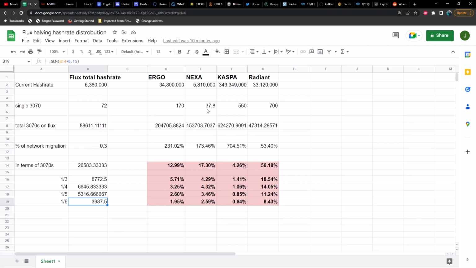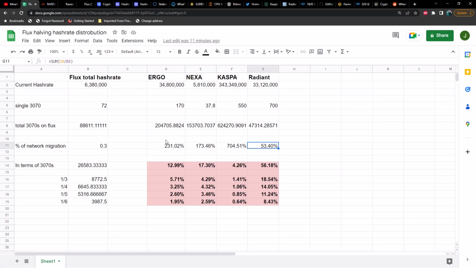Now, I just picked a few out of the bunch. You may have another favorite, but I think everybody is familiar with Ergo, Nexa, Kaspa, and Radiant. Now, of course, Nexa, Kaspa, and Radiant are all very new, but they've all managed to squeak out some profits since the merge. So I thought this would be a good comparison. So on Ergo, the total network hash rate, as far as 3070s are concerned, is approximately 2.3 times the size of the hash rate on Flux. Nexa is 1.73 times the current hash rate on Flux, and Kaspa is over 7 times the amount of hash rate, and Radiant is about 50%.